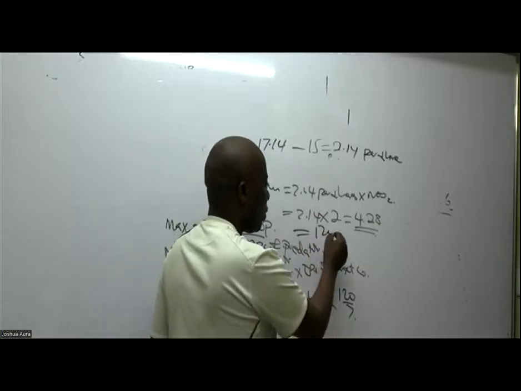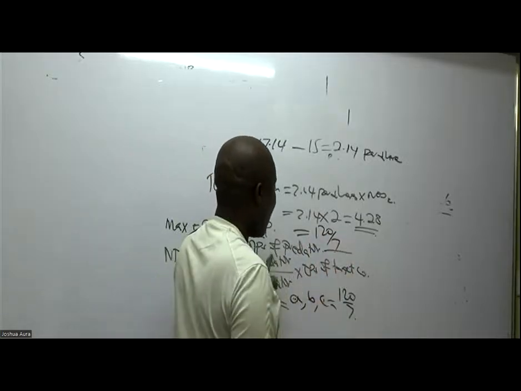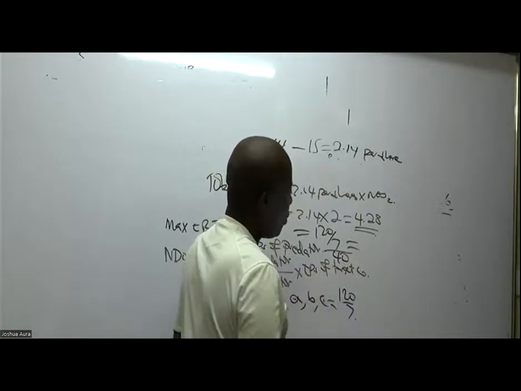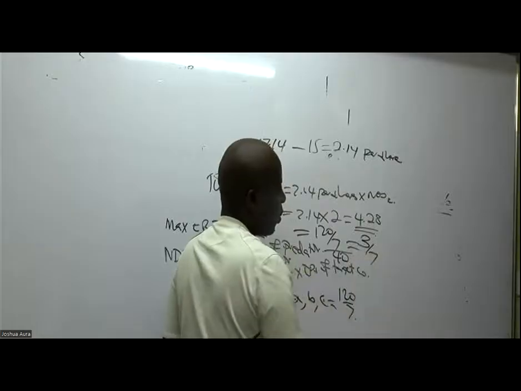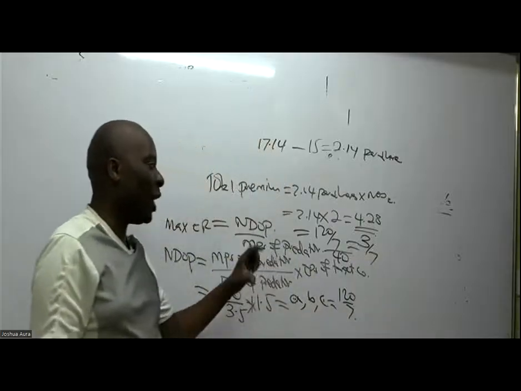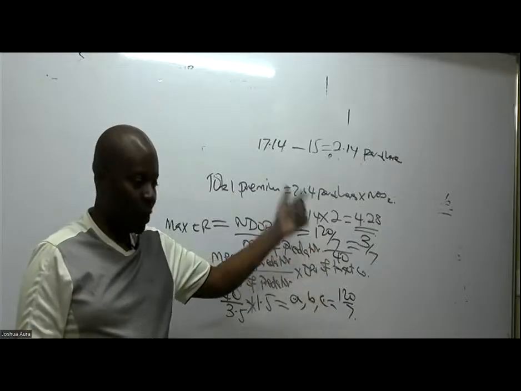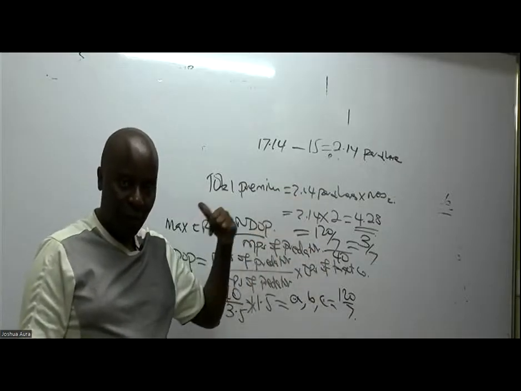So now we talk of 120 over 7 divided by the MPS of the predator, which is 40. So 120 over 40 will end up giving me 3 over what here? 7. So now I've been able to advise that the predator will give out 3 shares for 7 shares in return.